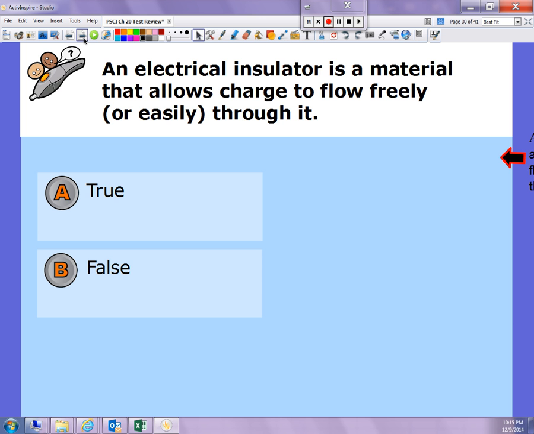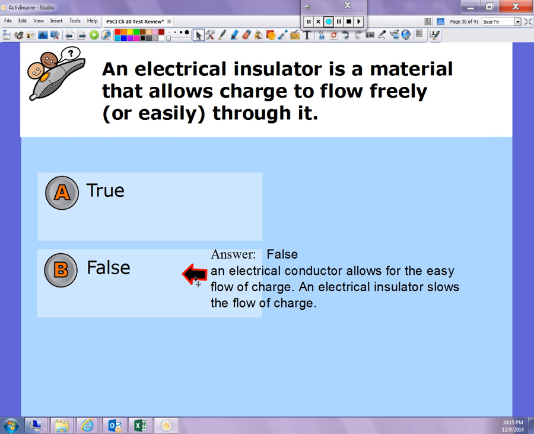All right. Next question. An electrical insulator is a material that allows charge to flow freely or easily through it. True or false? I'll pause for student response. Last call for student response. All right, the answer is false. An insulator slows the flow. A conductor allows for the easy flow.